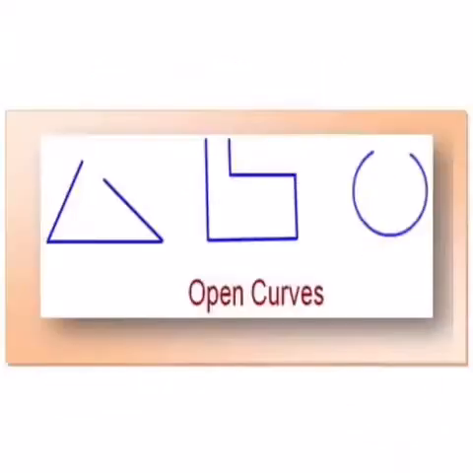Children, the second type of curve is open curves. The shape which is not closed by line segments or a curve is called an open curve. Children, an open curve is made when it starts from one point but it doesn't meet its other point. Children, you can see in the slide some pictures of open curve.